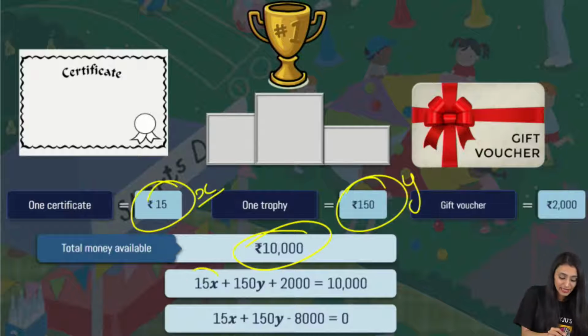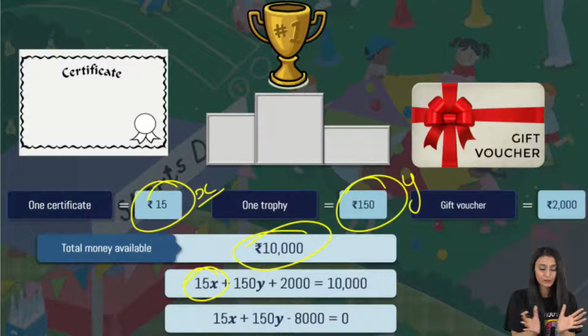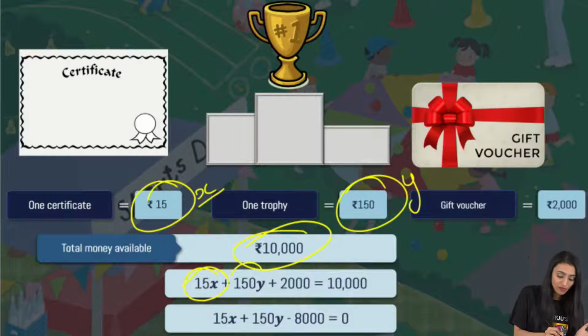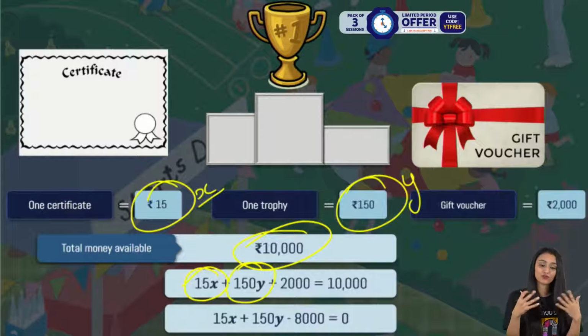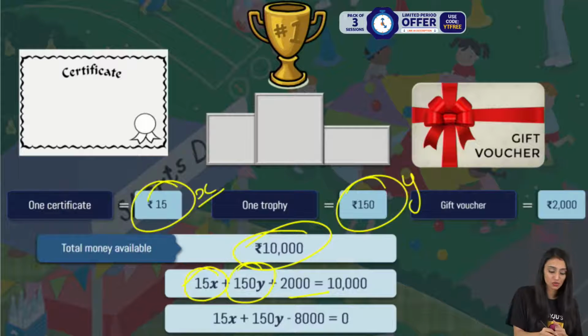So 15x is the total amount for the certificates, 150y the total amount for the trophies, and 2000 rupees the gift voucher. In all, it's going to be equal to 10,000 rupees. Now, if I take 10,000 to the other side, what equation would I have? 15x plus 150y minus 8,000 equals 0.